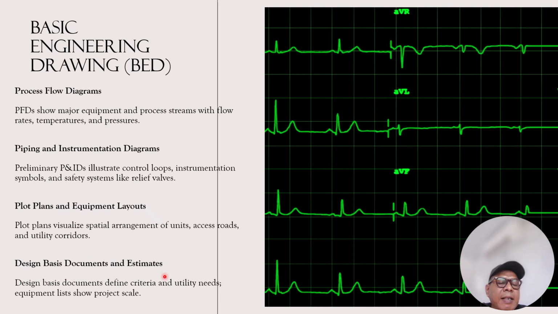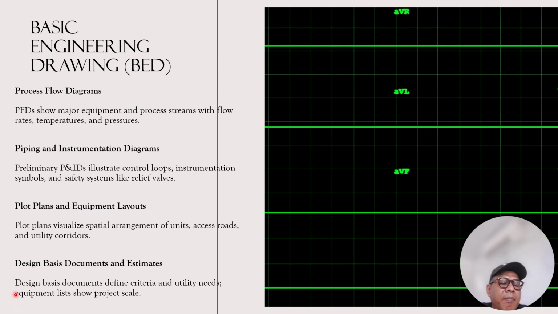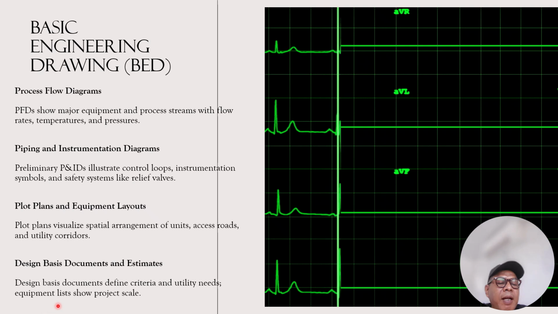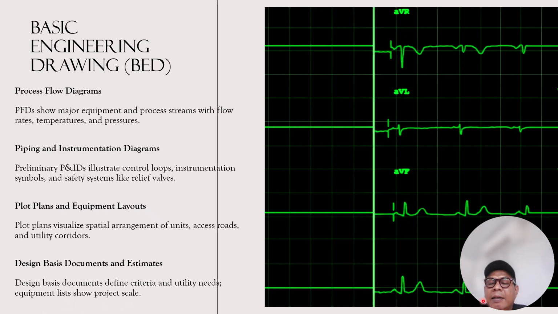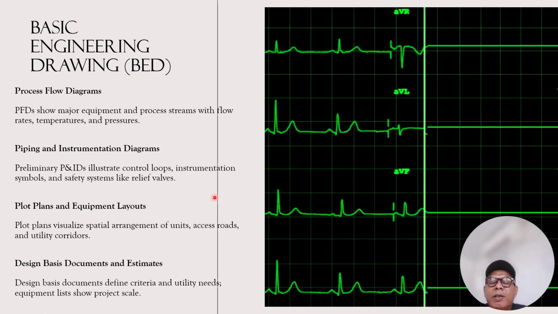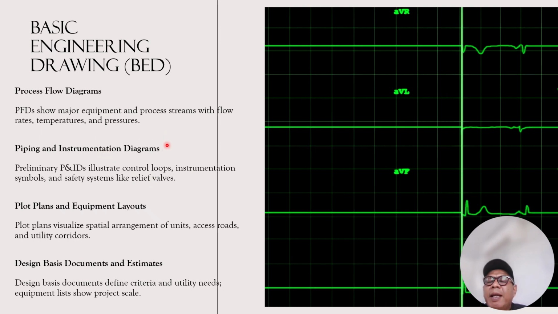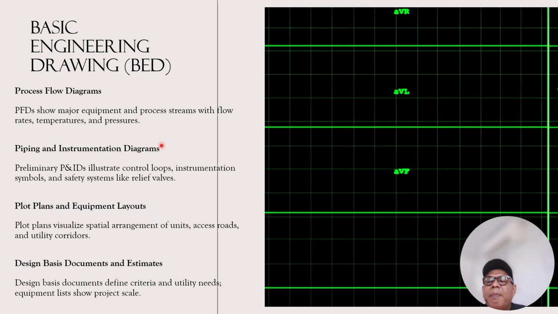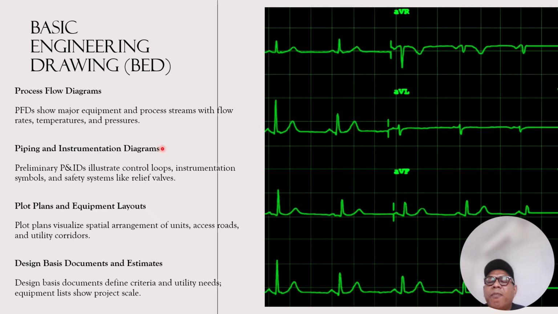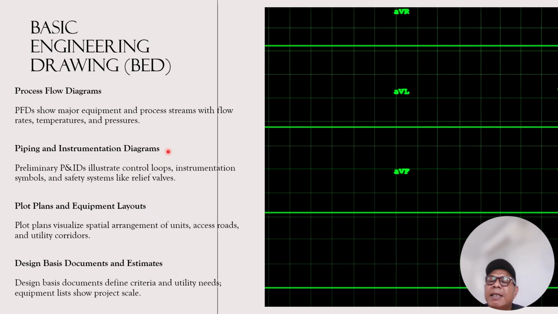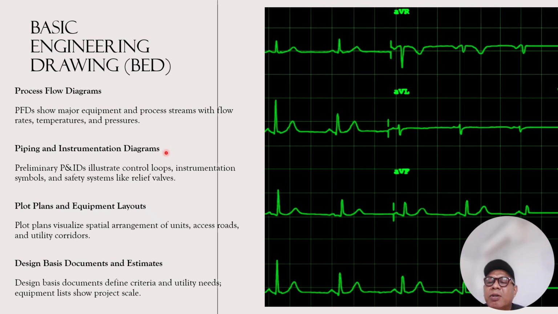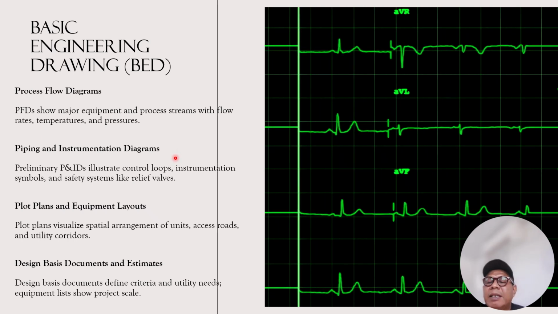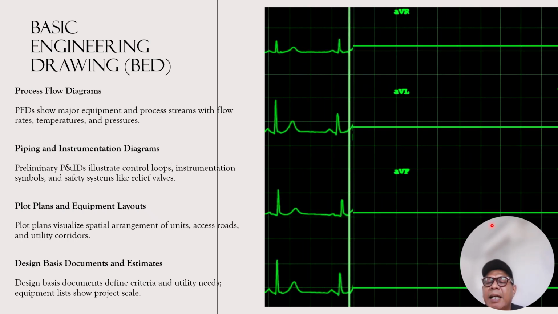Basic design document and estimate. The design basis document defines criteria and utilities needed. The equipment list shows the project scale. So in other words, the basic engineering is a set of the primary design documents developed during the basic engineering phase of an EPC project. These drawings serve as the foundation for cost estimation, feasibility study, and transition to detail engineering.